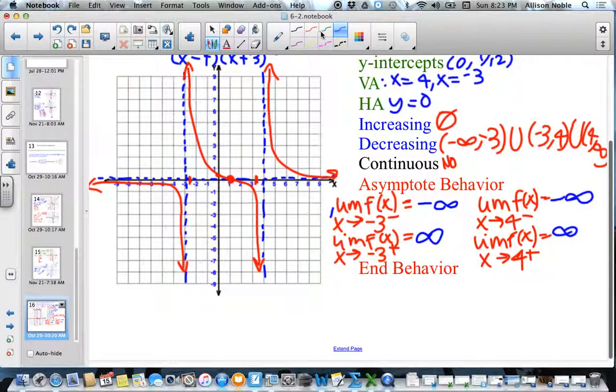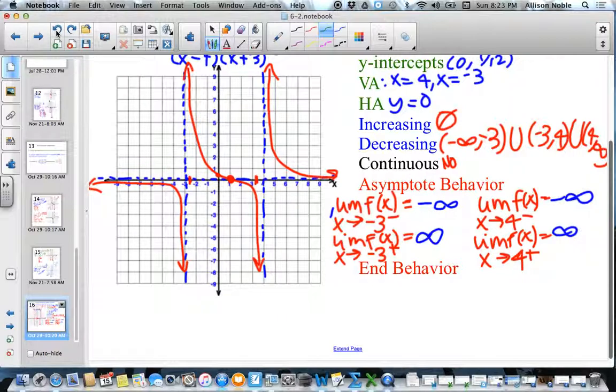And what I'm talking about there is as I'm going towards negative 3 from the left, my graph is going down. As I'm going towards negative 3 from the right, my graph is going up. As I'm coming towards 4 from the left, my graph is going down. And as I'm coming towards 4 from the right, it is going up. So that is where those values are coming from.